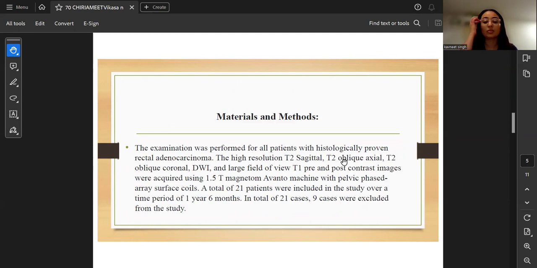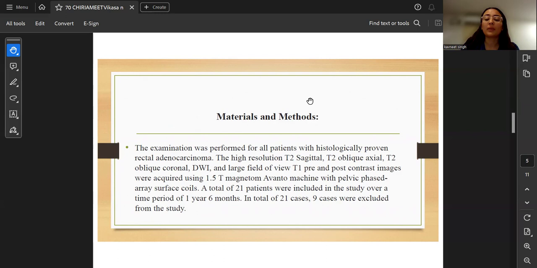This examination was performed for all patients who were histologically proven to have rectal adenocarcinoma. The high resolution T2 sagittal, T2 oblique axial, T2 oblique coronal, diffusion weighted, and large field of view T1 pre and post contrast images were acquired using a 1.5 Tesla Magnetom Avanto machine with pelvic phased array surface coils.